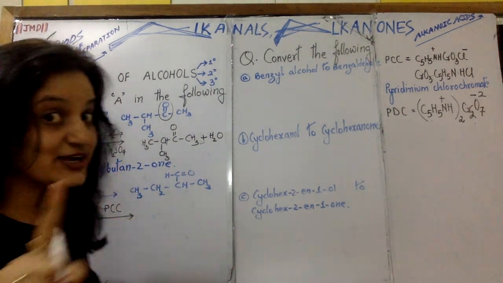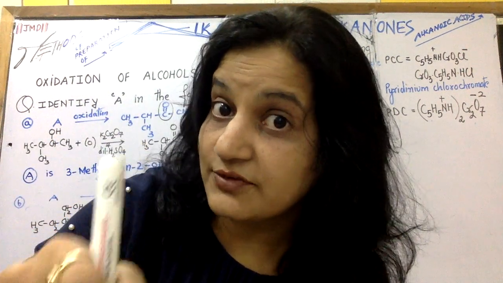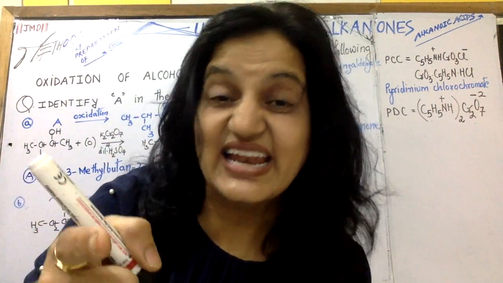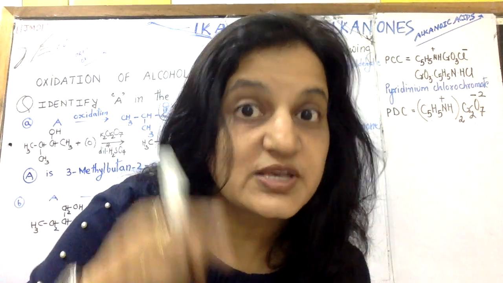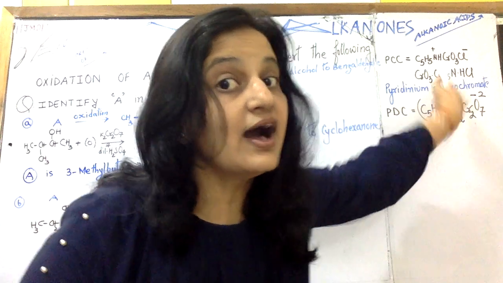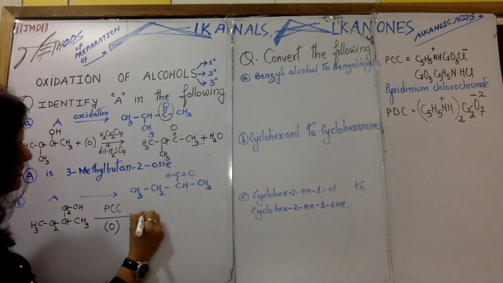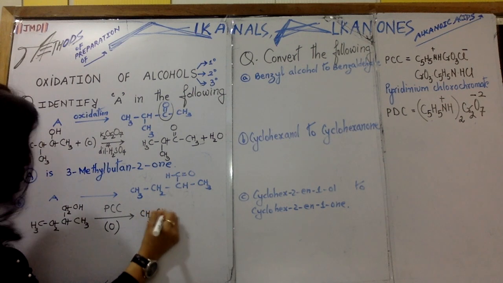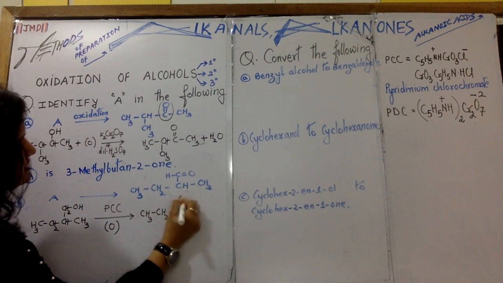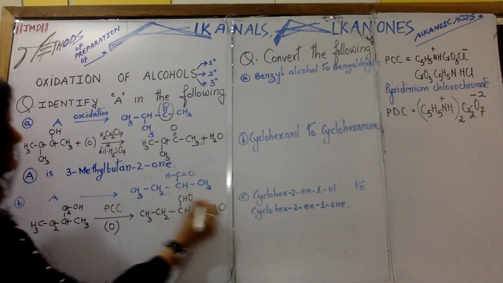PCC. No K2Cr2O7 and dilute H2SO4, because just now in this lecture only we have learned that if you want aldehyde in good yield, then oxidize primary alcohol using PCC or PDC. और वो क्या है यहाँ लिखा है? Oxygen. So we get CH3CH2CH(CH3)CHO plus water.